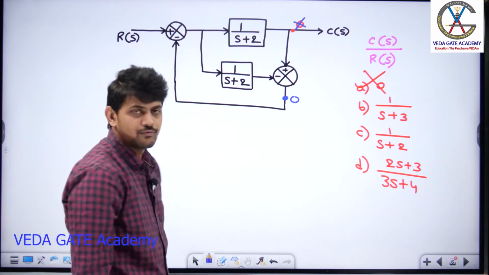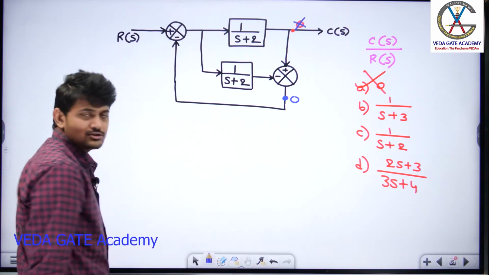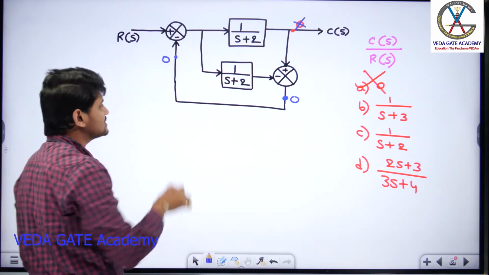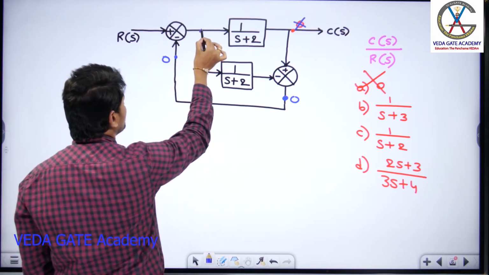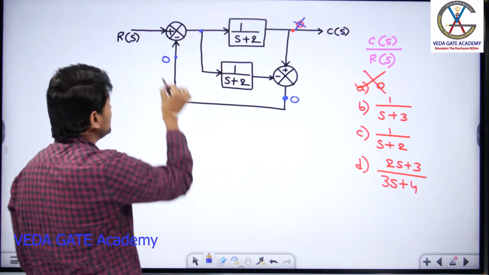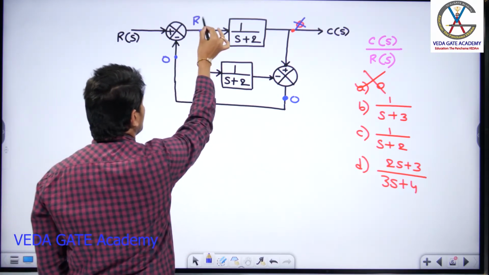Now let us try to further do the analysis with this method only. Here, since 0 is coming here, the same 0 will be coming over here. So the same 0 if coming here, can you tell me what is the signal coming over here? The signal is the output of the summing point. What is the output of the summing point? R of S minus 0, which will give you R of S.